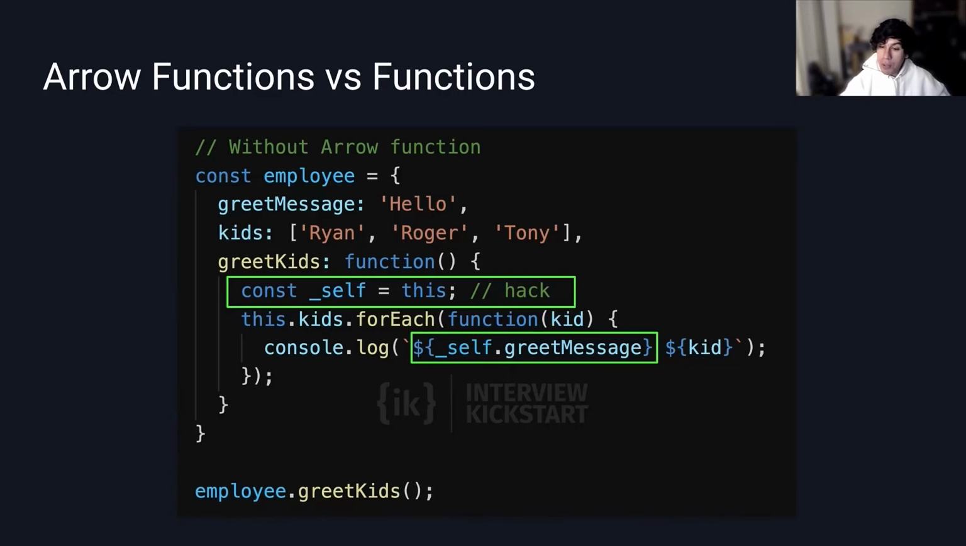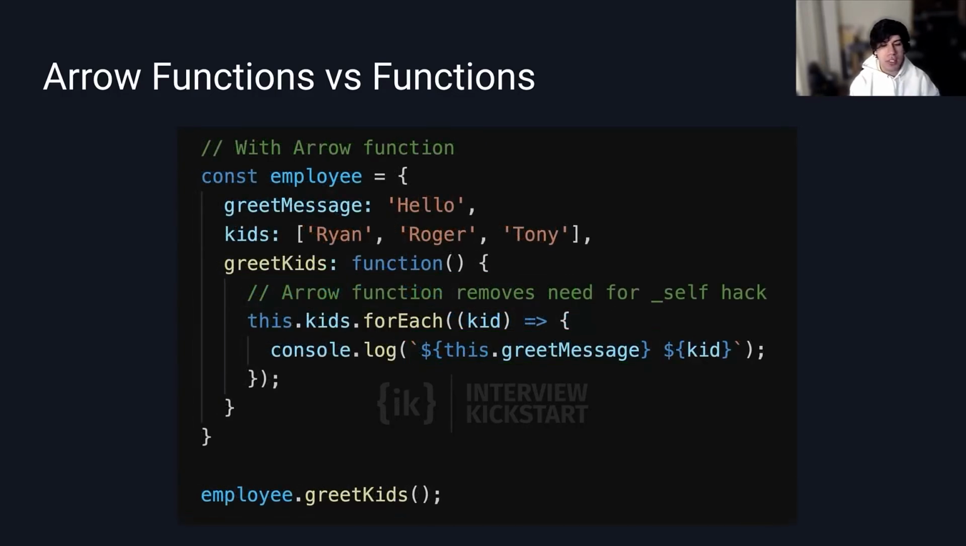Now, we have to do it this way if we're using a normal function declaration, because if we were just to do this.greetMessage, once again, it's going to be undefined, because that function expression, since we're using the function keyword, is going to create its own version of what this is going to be. So we used to see this all the time, but thankfully now with arrow functions, the solution's pretty simple, and this code is pretty much equivalent to what we had before.